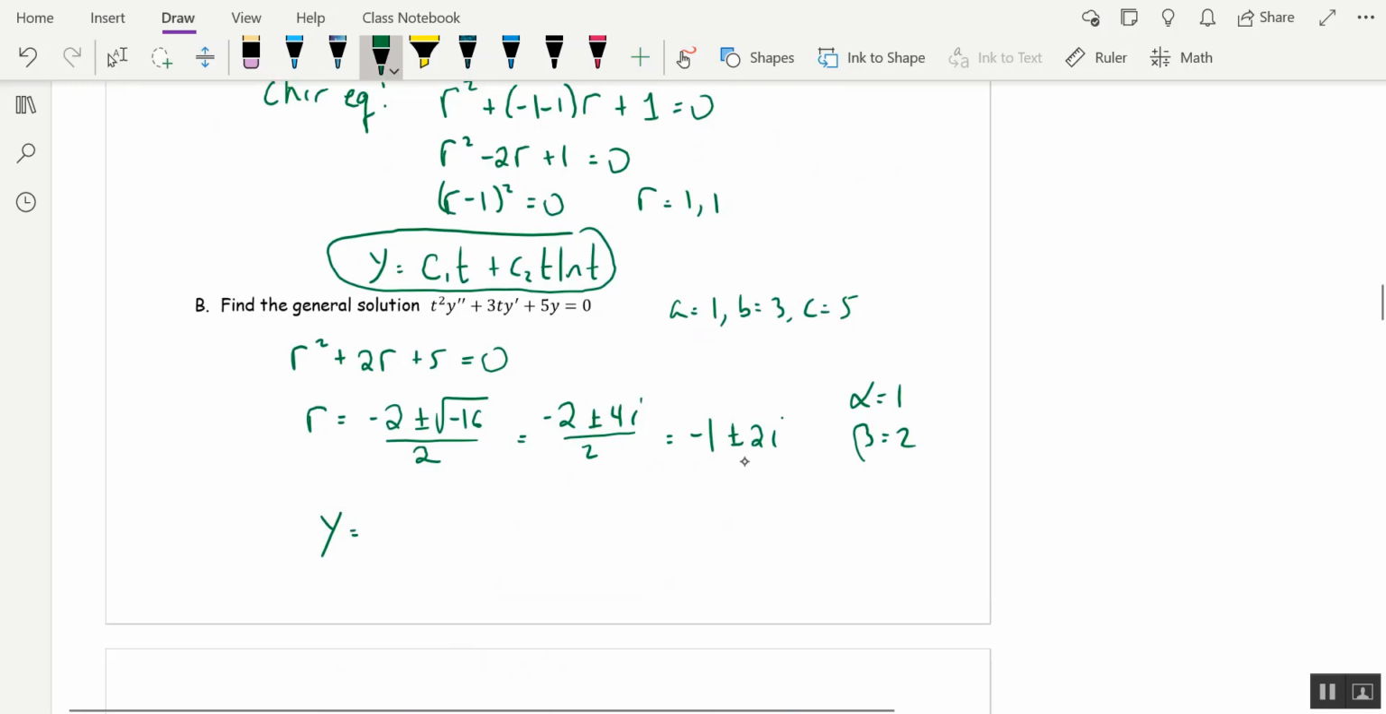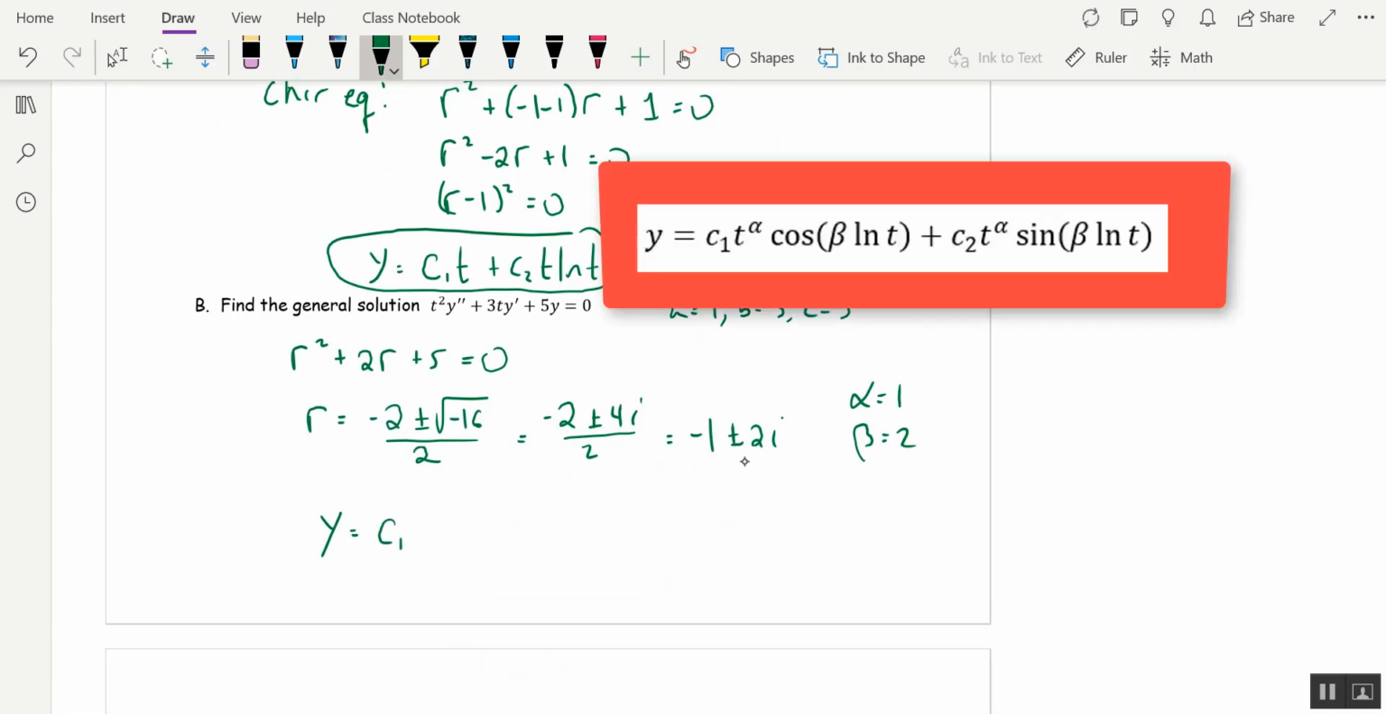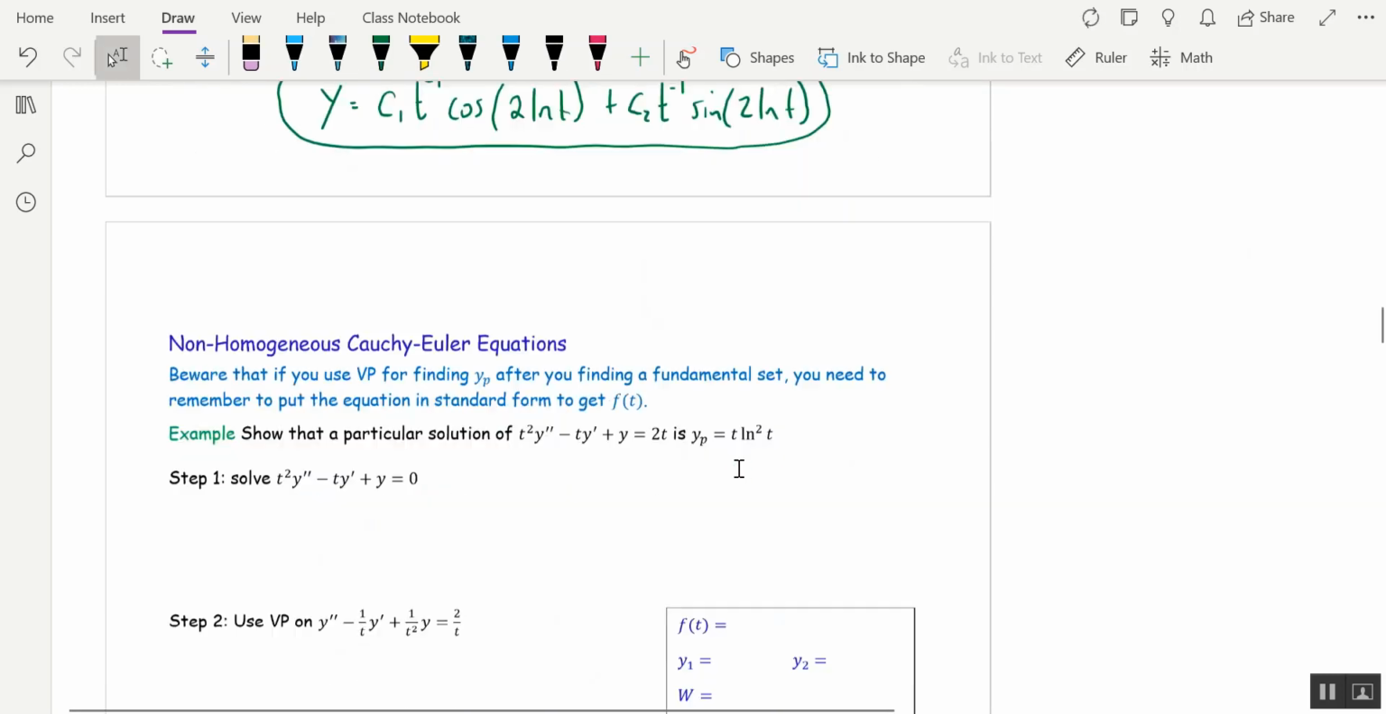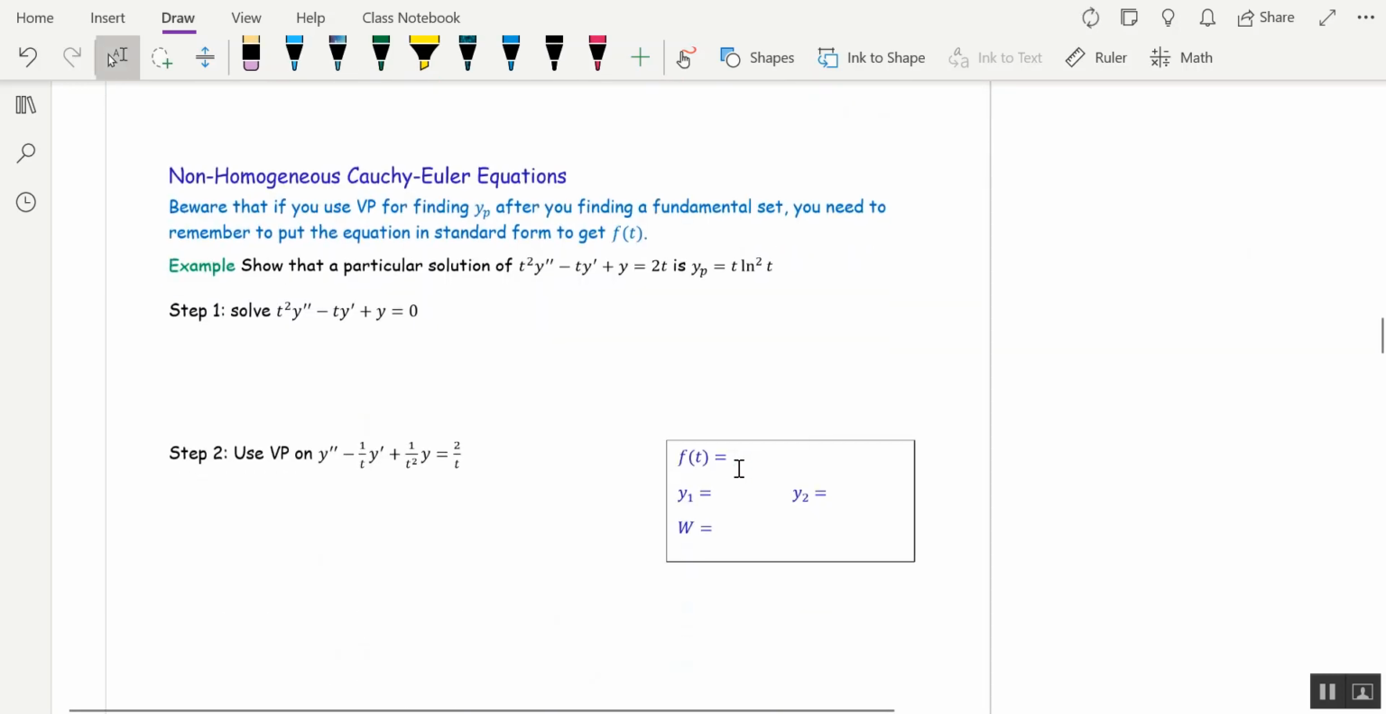So y equals c1, sorry, my alpha is -1, right? c1 t to the -1 cosine of beta ln t, 2 ln t, plus c2 t to the -1 sine of 2 ln t. Okay, non-homogeneous Cauchy-Euler equations.